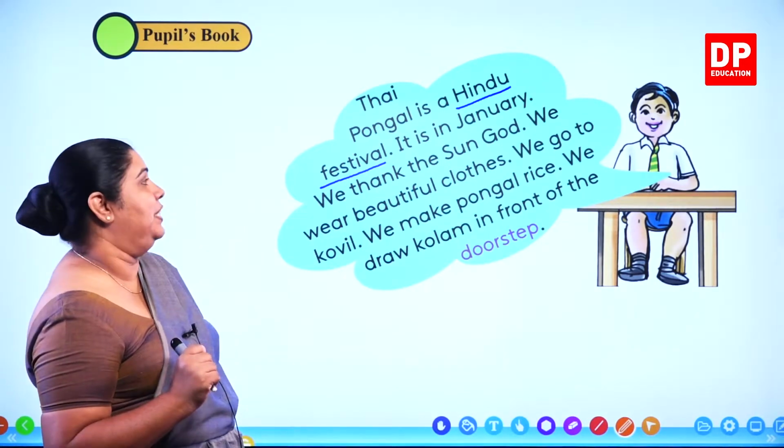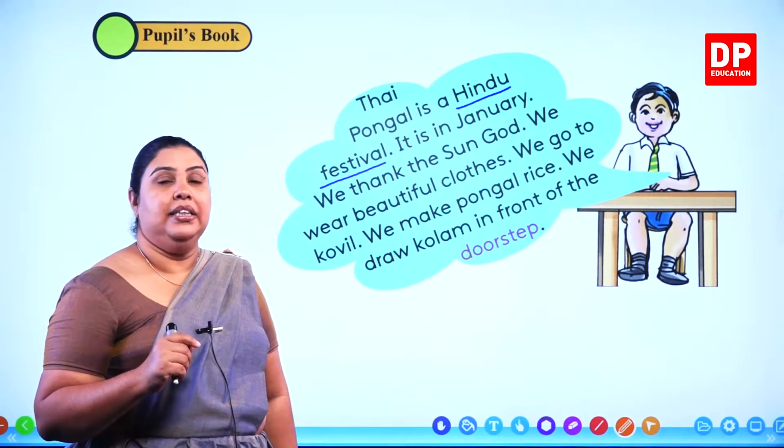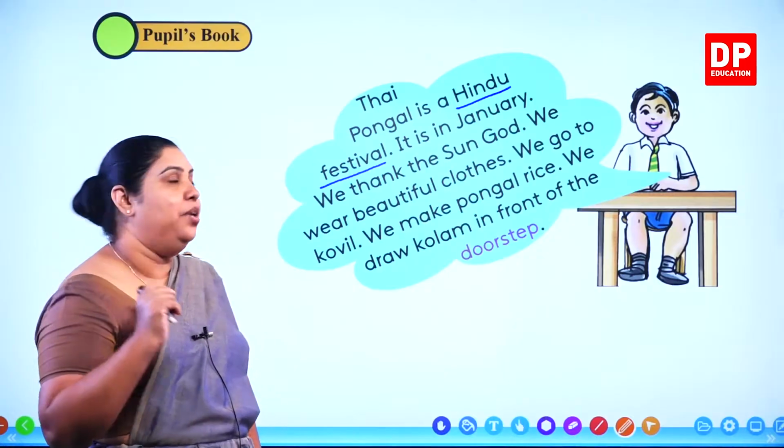It's a Hindu festival. It is in January. Thai Pongal festival is in January.